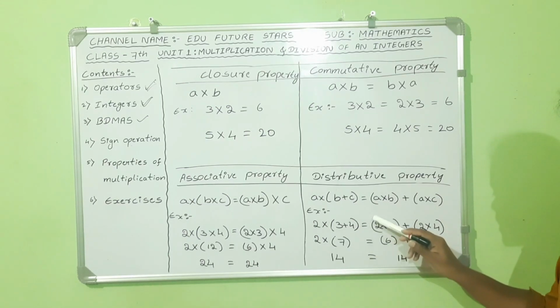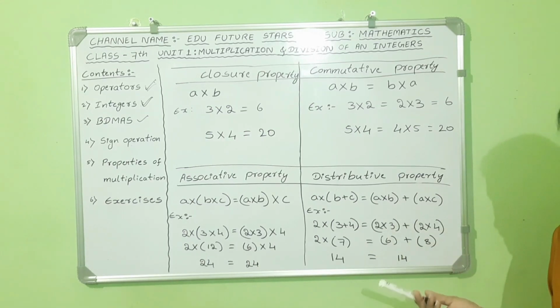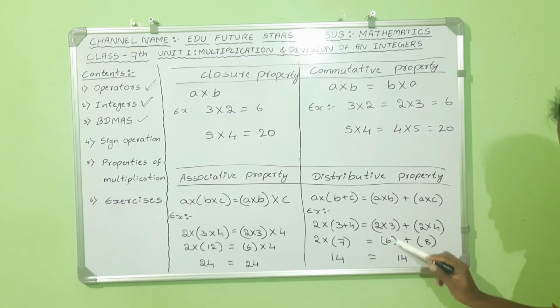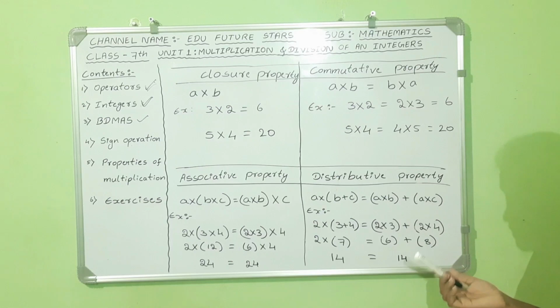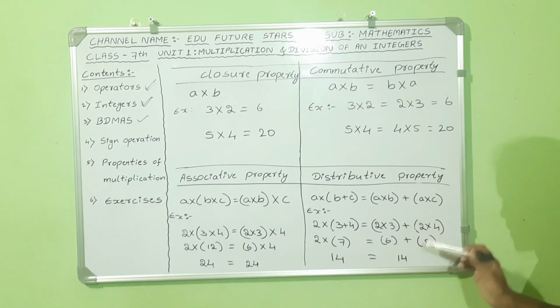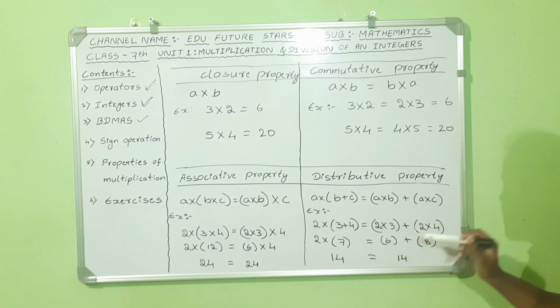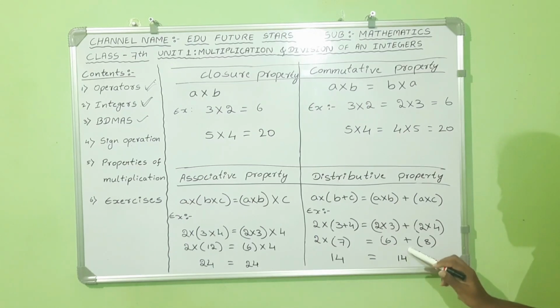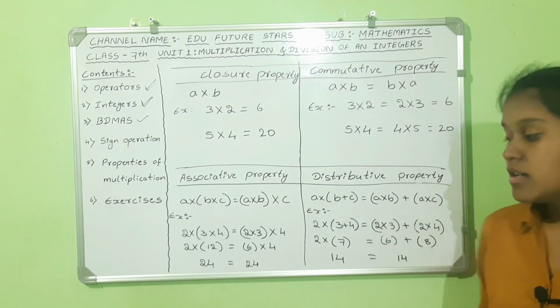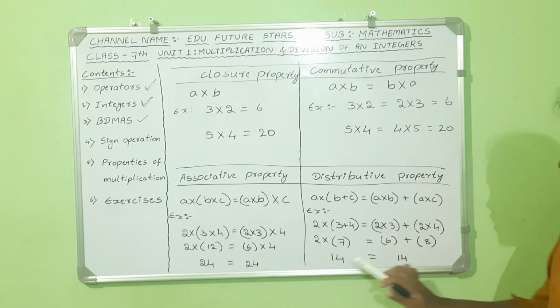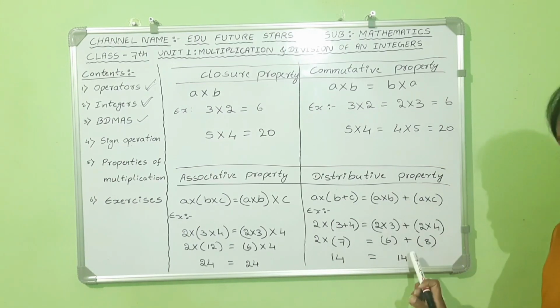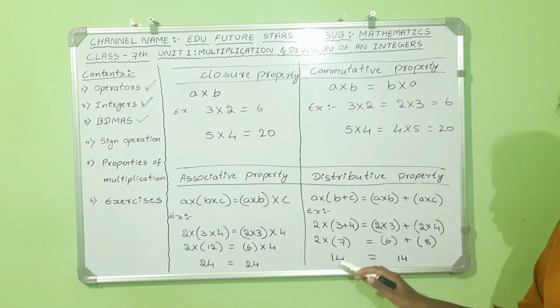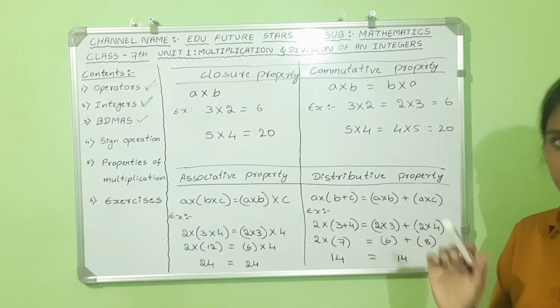Let's see this one. Here also 2 and 3 are in a bracket. When we solve that, we will get 6 as the answer. And here 2 into 4, when we multiply it, we will get 8 as the result. And total 6 plus 8, we will get 14 as the final result. This is what we expected here. LHS should be equal to the RHS.